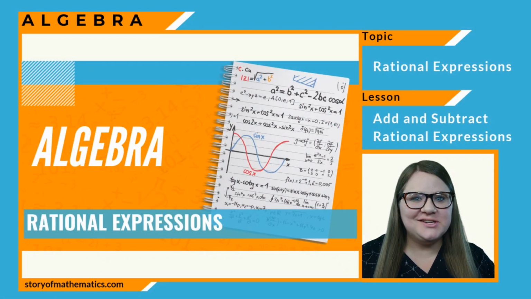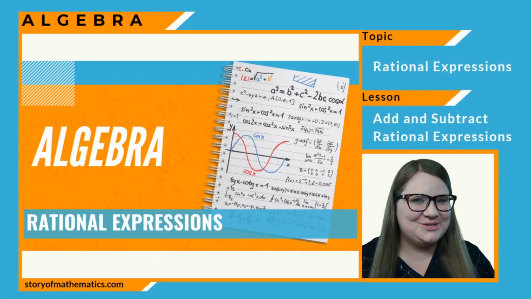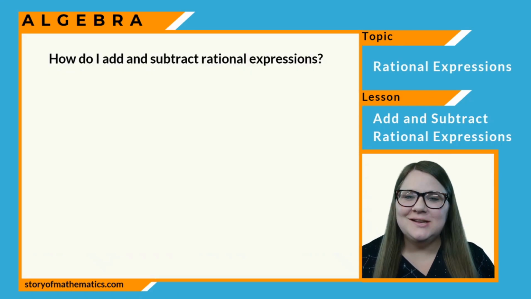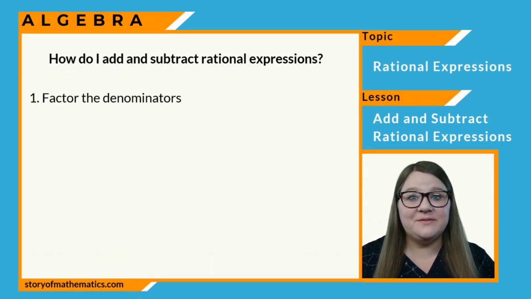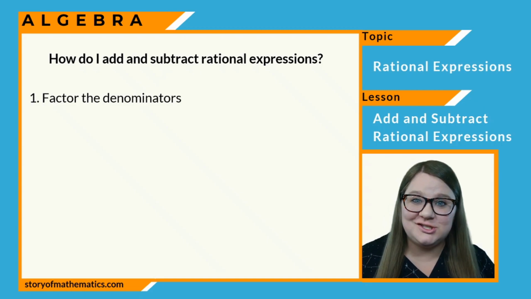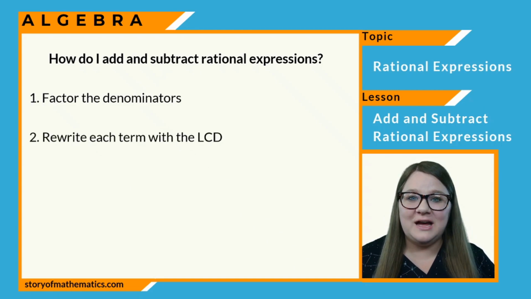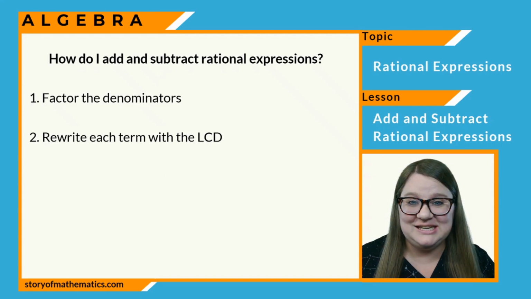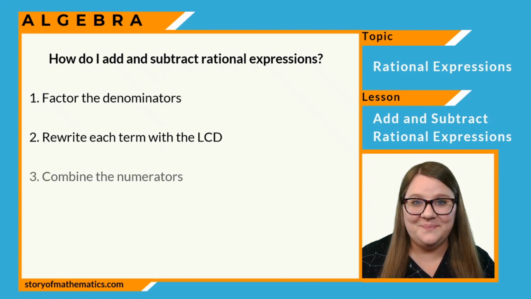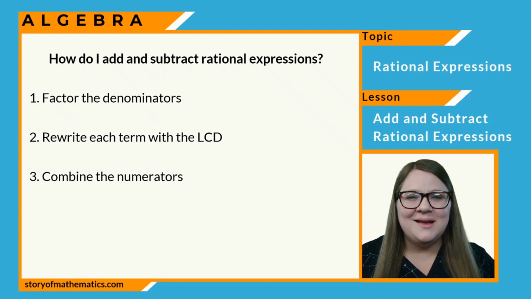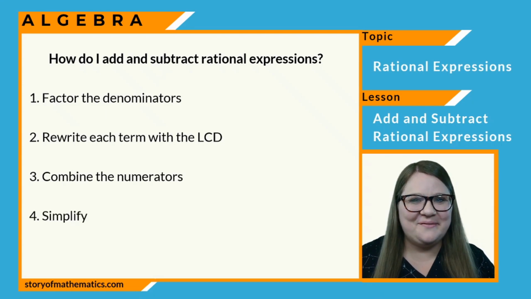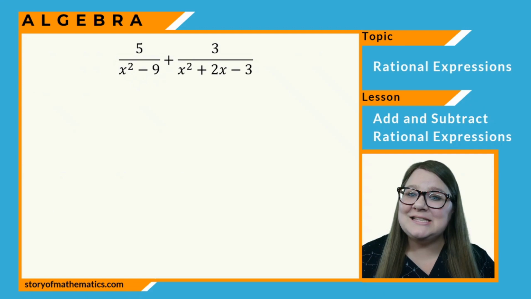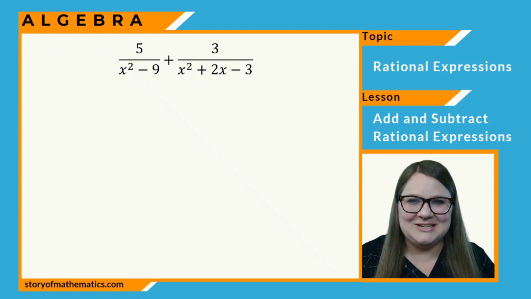In this video, we're going to learn all about how to add and subtract rational expressions. So our first step will always be to factor the denominators of each term. Then you're going to find and rewrite each term in terms of the LCD, or least common denominator. After that, you'll be able to combine the numerators and simplify whatever is left. Let's take a look at this problem to get started.